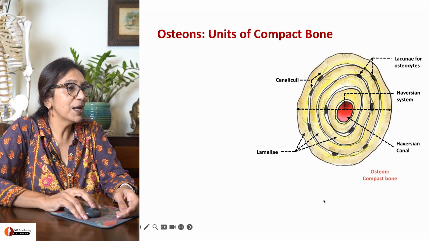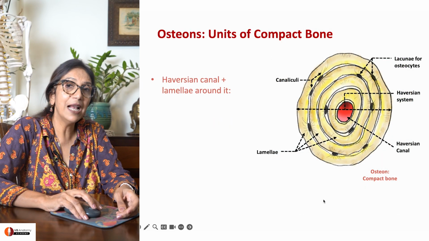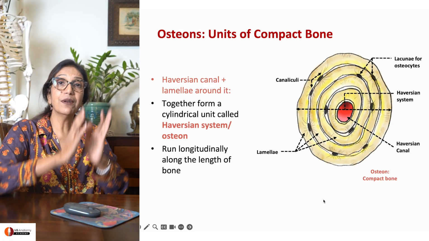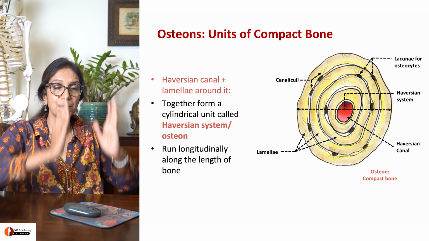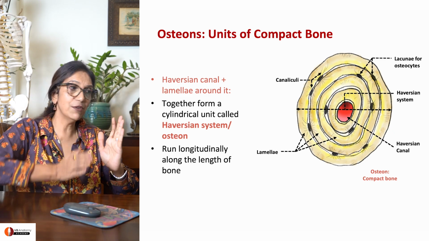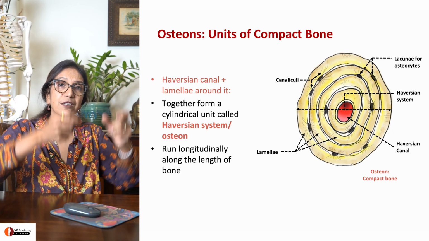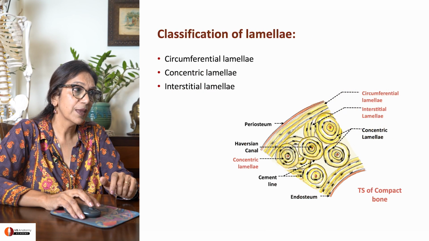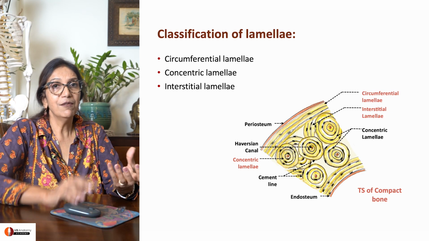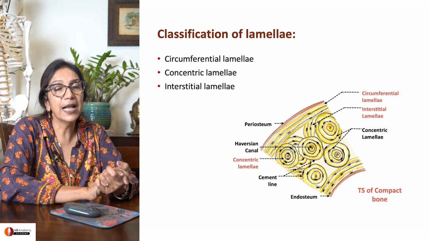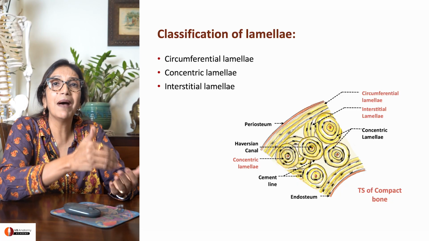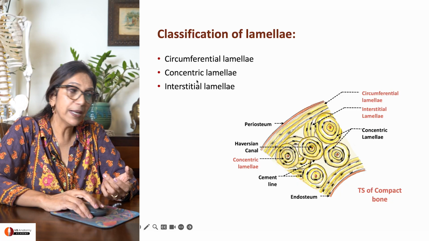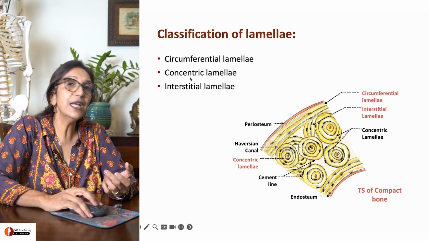Right, so that's my osteon, Haversian canal plus lamellae around it. Such an osteon runs longitudinally. If this is the bone, then such Haversian canals and Haversian systems are running longitudinally. So, the lamellae which are arranged around the Haversian canal are actually arranged in three different manners inside a bone. They can be circumferential lamellae, concentric lamellae, interstitial lamellae.